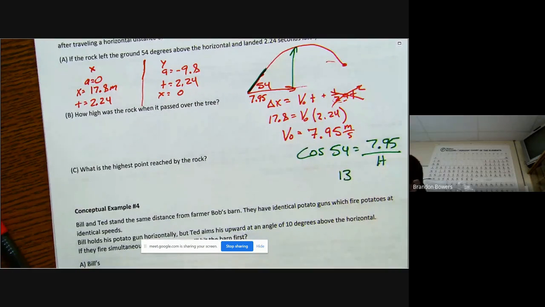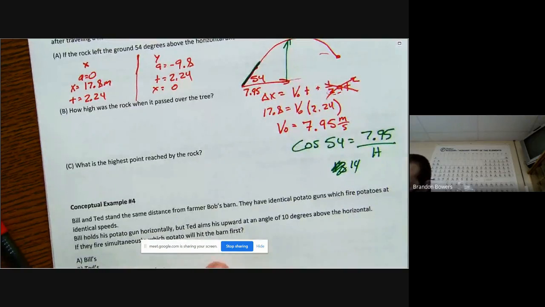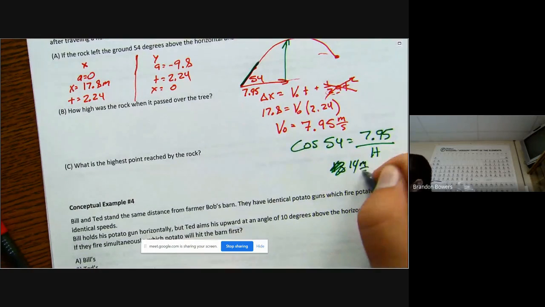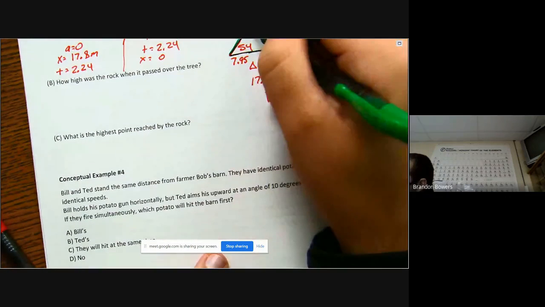It should be 14. Yeah. Why is it cosine? Cosine, because we have our adjacent and we're solving for the hypotenuse.